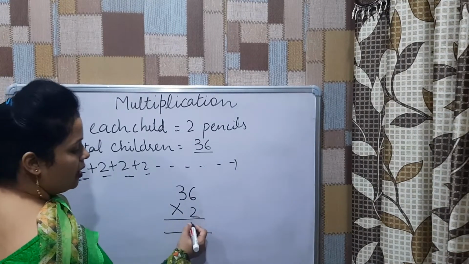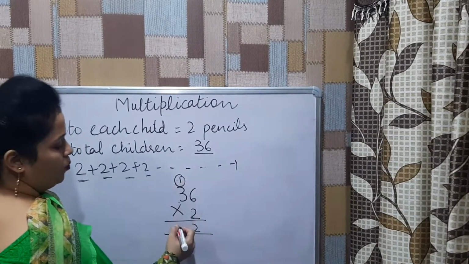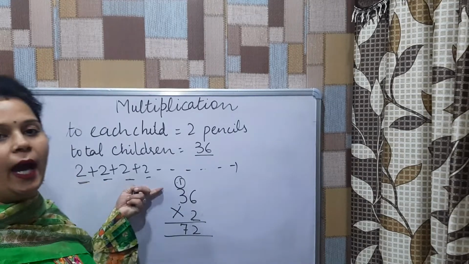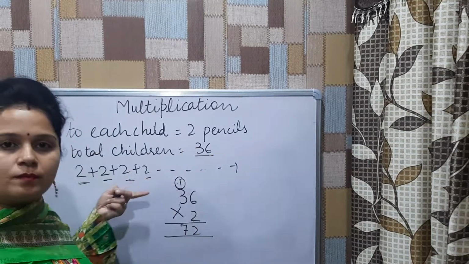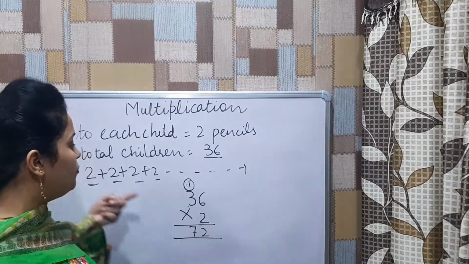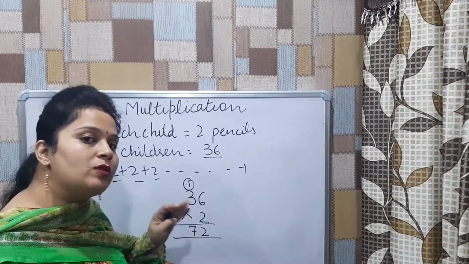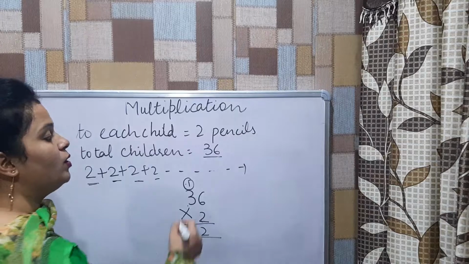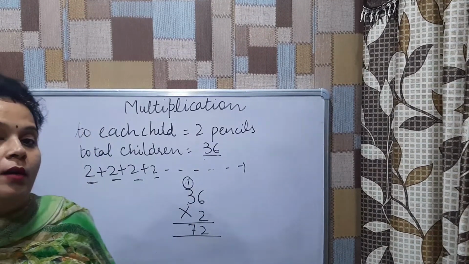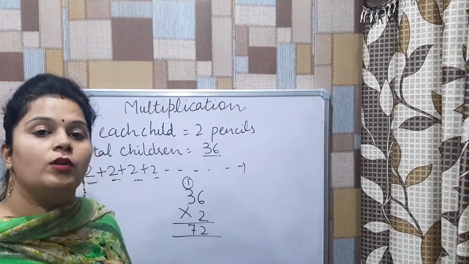Now 2 6s are 12. 1 you will carry here. 2 3s are 6 plus 1 will give you 72. So there is no need to add 36 times 2. Children, if you add 2 thirty-six times, then the process is a little longer. And suppose the number is big, in place of 36, if you have 1329, it will be difficult for you to add for a large number.